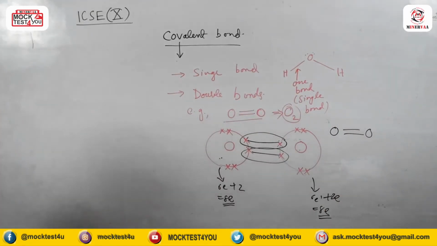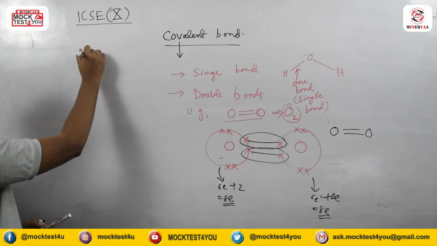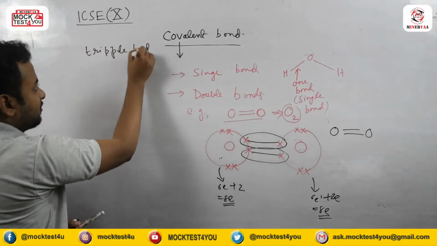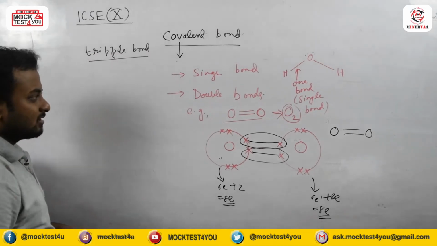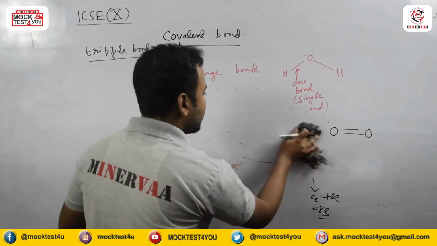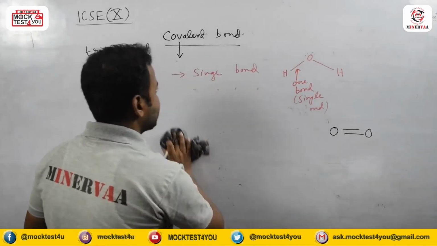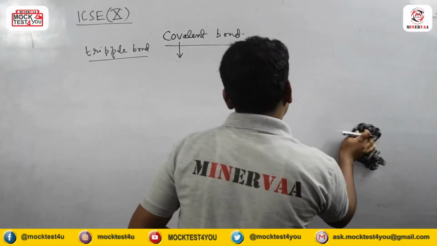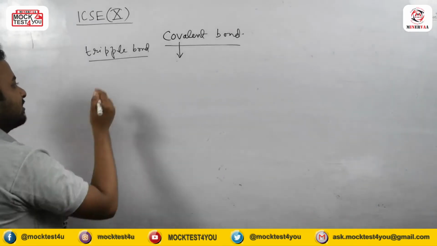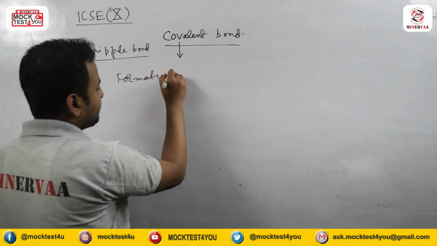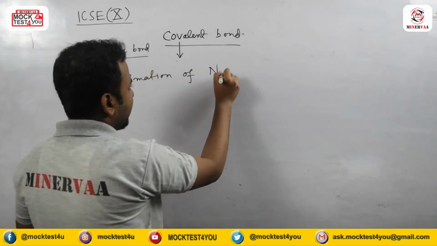Okay. There are triple bonds also. So what are triple bonds? 3 bonds will be formed between the two elements. The famous example is nitrogen. Formation of N2.